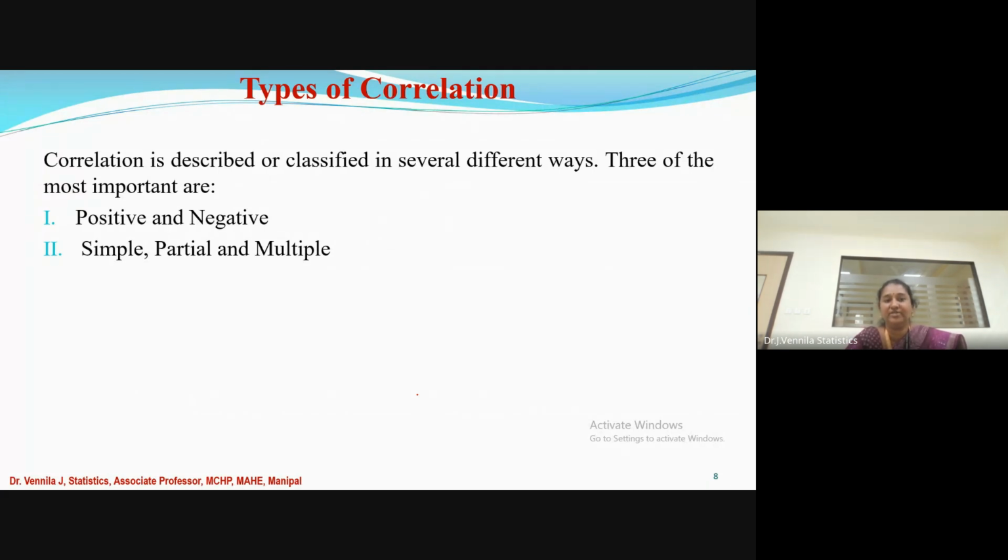And the next one is simple, partial and multiple correlation. When you have only two variables, x and y, that time we say it is a simple correlation. When I have more than two variables, that time I have to say multiple correlation.